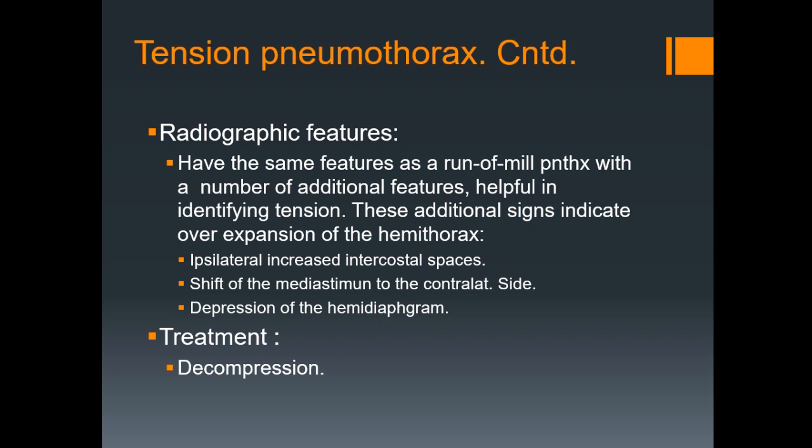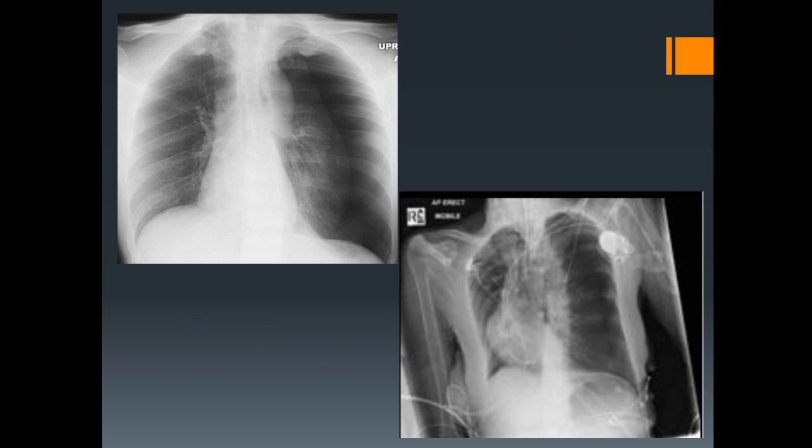Depression of the hemidiaphragm that is affected. Usually the right diaphragm will be elevated more than the left diaphragm, because the liver has to reach the diaphragm up to the 5th intercostal space, sometimes the 4th intercostal space. Treatment is the compression, the method I told you about. This is a tension pneumothorax, and you can see the deviation of the mediastinum to the other side. Immediately it should be dealt with.